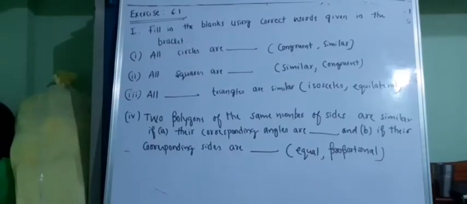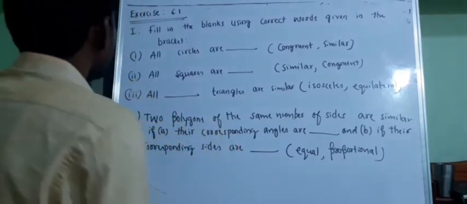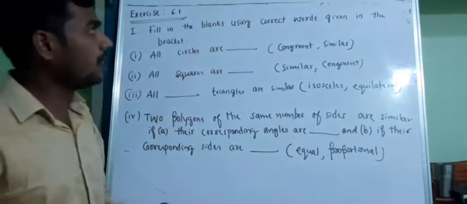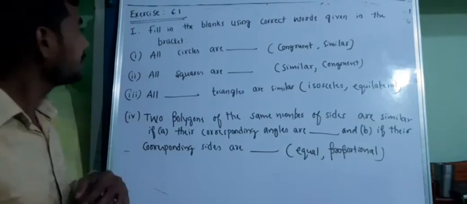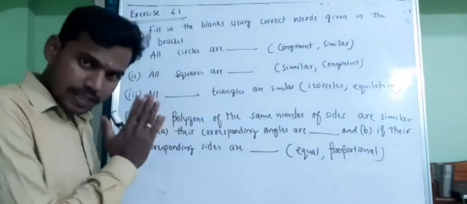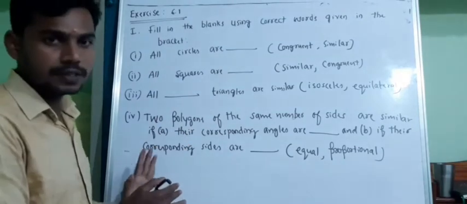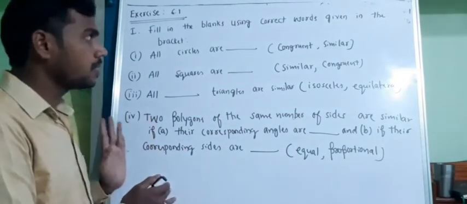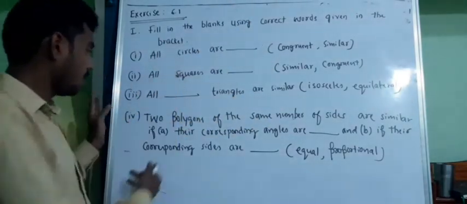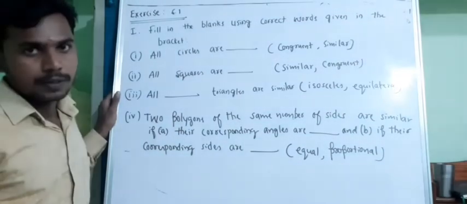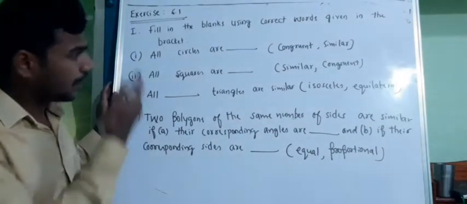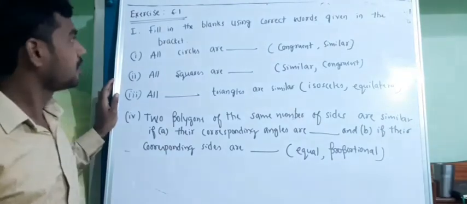So we'll start with exercise 6.1. In the first question, fill in the blanks using the correct words given in the bracket. It is based on the previous explanation, so you can answer all these questions. Try to pause the video and answer all the four fill in the blanks, and after that you can verify with the answers later.